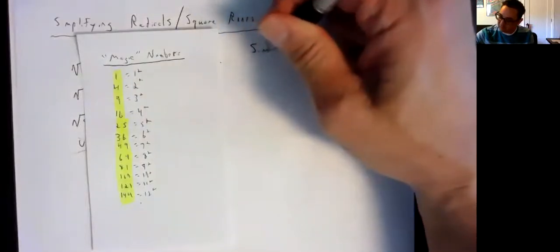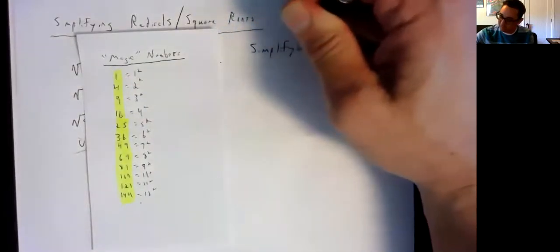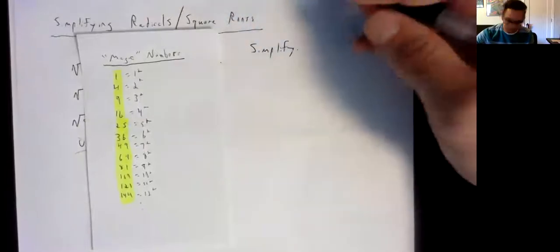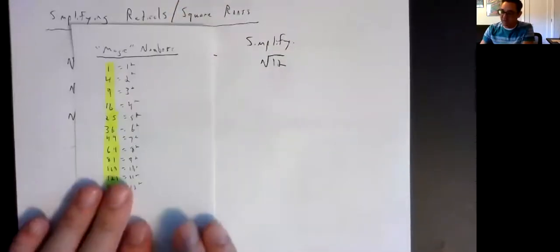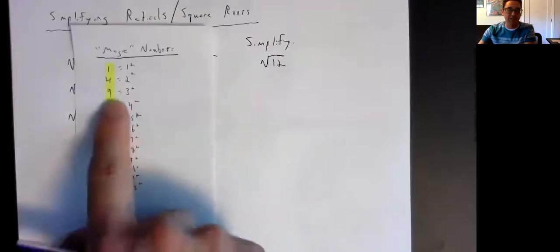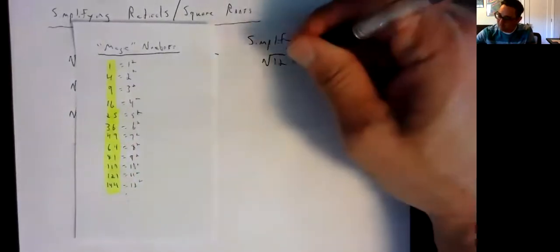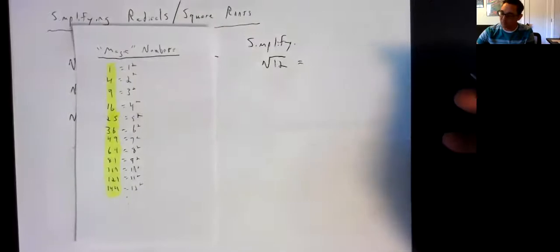Let's simplify, okay, because this is how usually all these problems go. Let's simplify the square root of 12, because I'm going to pick numbers that are not directly on this magic list. Square root of 12 is not a number on this list. We got 16, we got 9, but that's not on there. So let's think about what are numbers that multiply to 12.